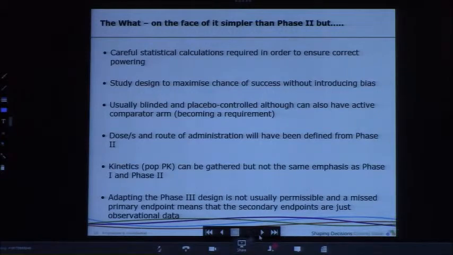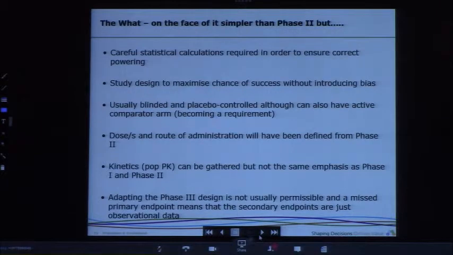Obviously you still have to have the clinical and scientific data to support that, so you can't go and design a study that is absolutely going to skew everything in your favor, because the regulators will pick that up. Again, these studies are usually blinded and placebo-controlled, although they can also have an active comparator arm, which is becoming more and more important from a regulatory perspective, especially if you're not going into a disease area that has a completely unmet need. So if there are products in the market, you would be expected to provide data showing your product versus the gold standard.